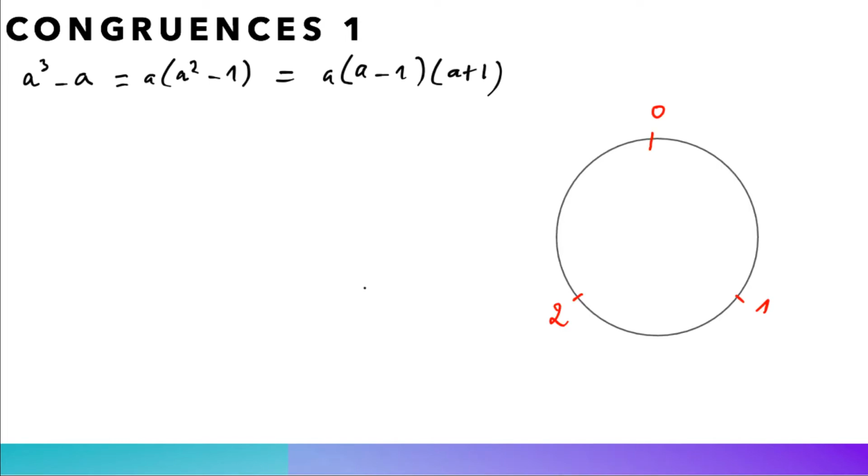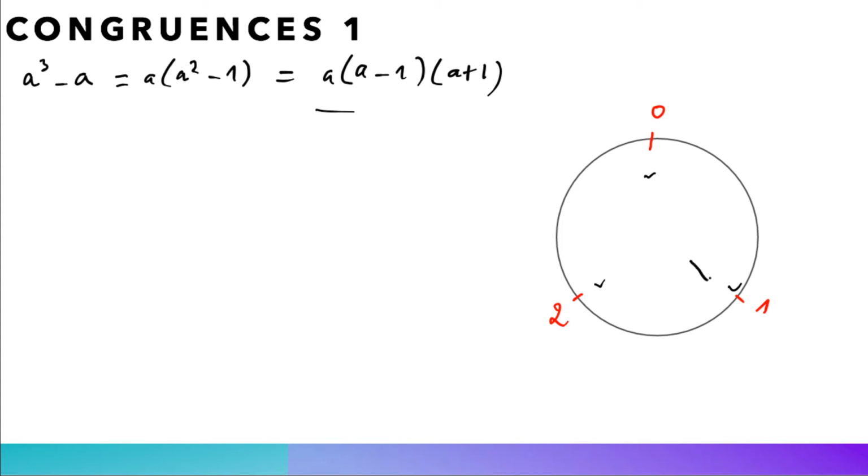Let us now get back to our claim, and let me remind you that we would like to prove that a cubed minus a is a multiple of 3. Indeed, one can write this as a times a squared minus 1, which is also equal to a times a minus 1 times a plus 1. Now, on a 3 hours clock, a either points on 0, or points on 1, or on 2. If a points on 0, this means that a is a multiple of 3, in which case all this product is also a multiple of 3, and hence a cubed minus a is a multiple of 3.